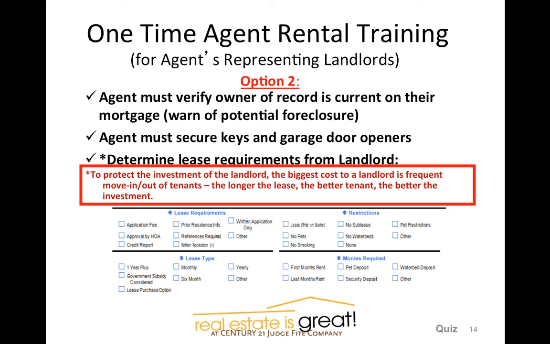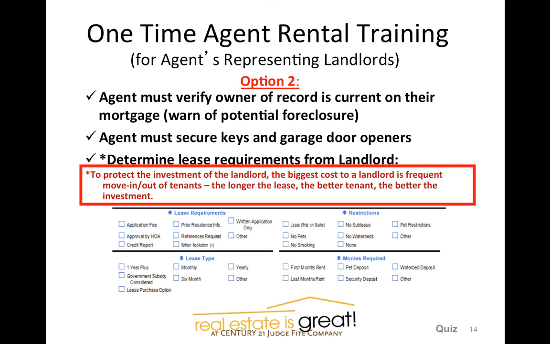Is there government subsidy considered? Lease purchase option. Remember, you cannot write a lease option. Remember, you cannot write a lease purchase. An attorney has to draw up those documents. A month-to-month lease, which is, by the way, the worst kind. Read the red border up above. The 6-month, yearly, or other.